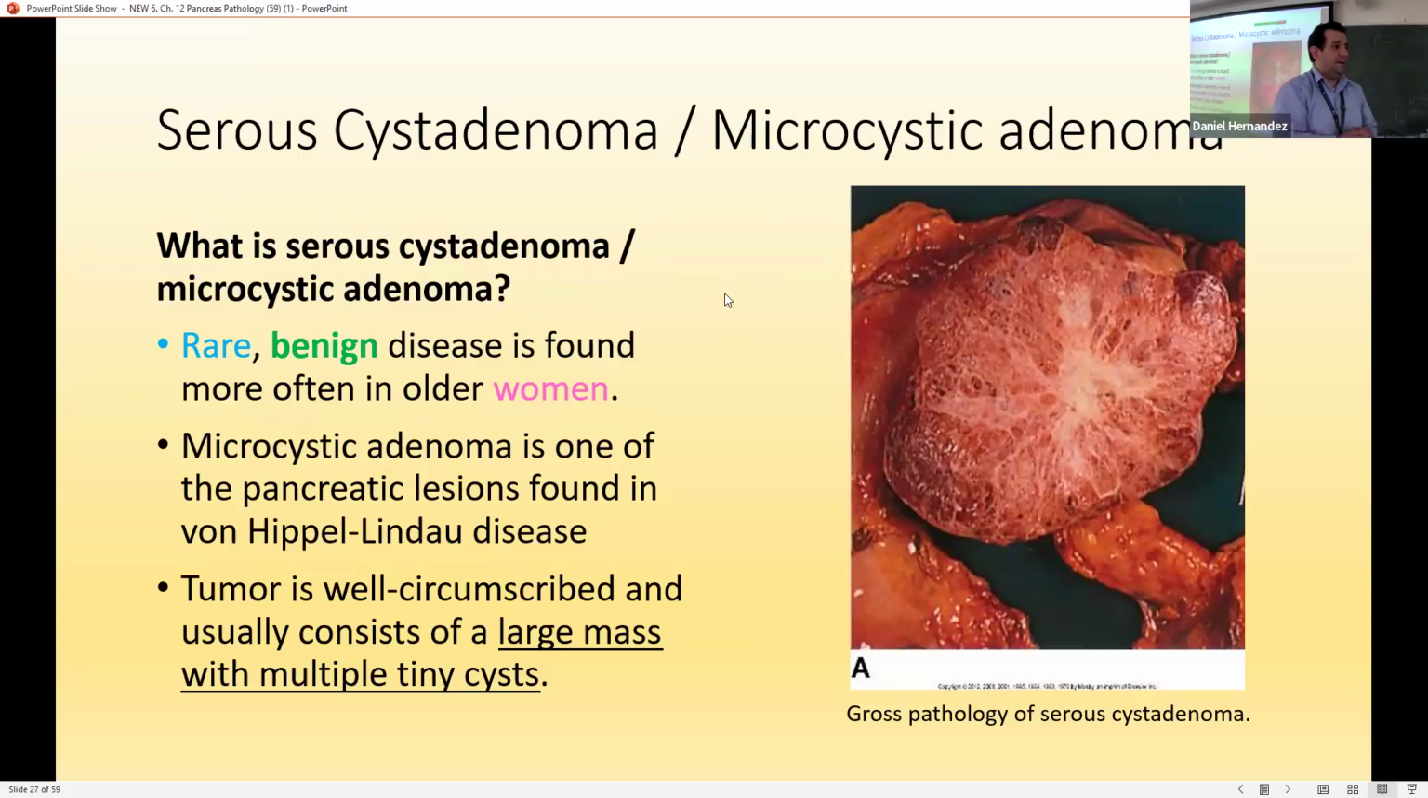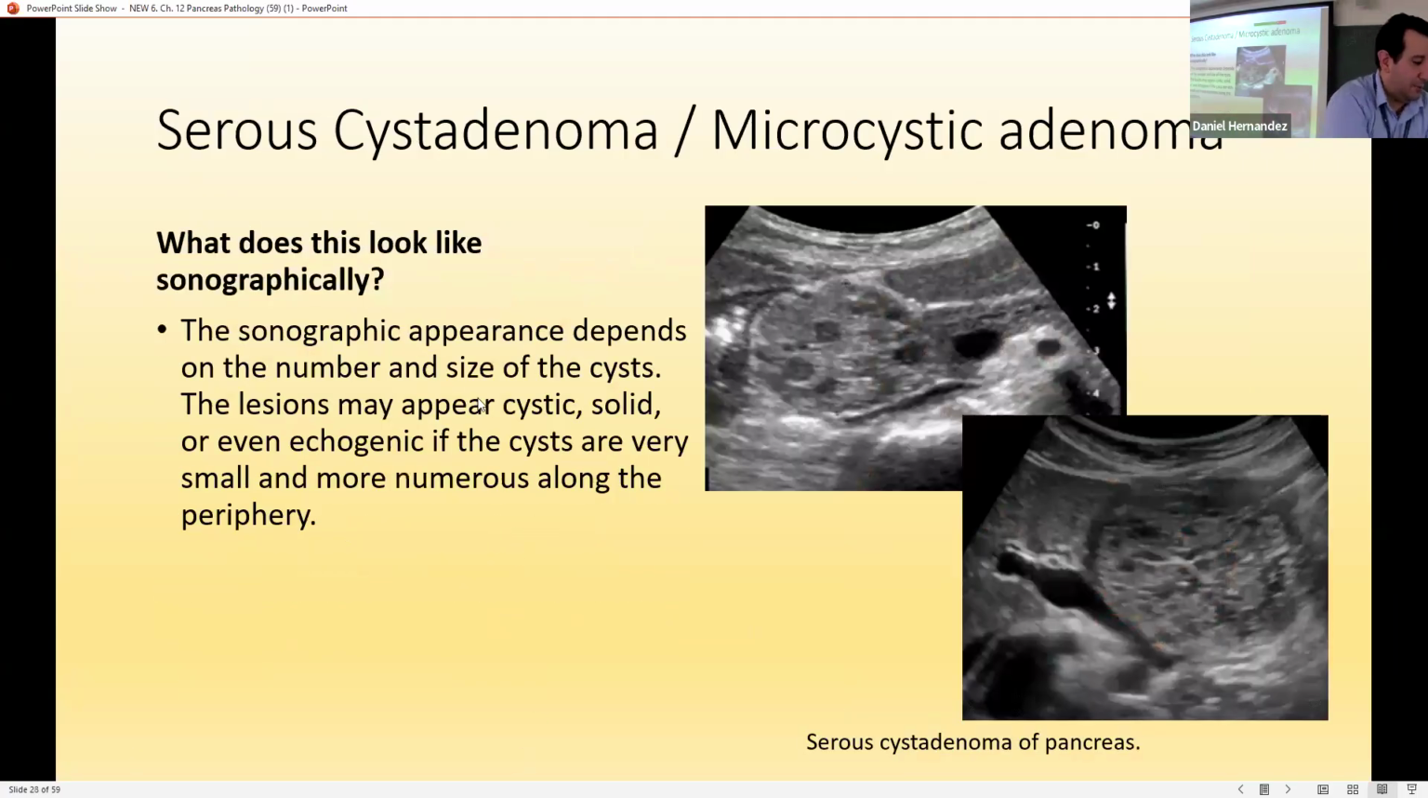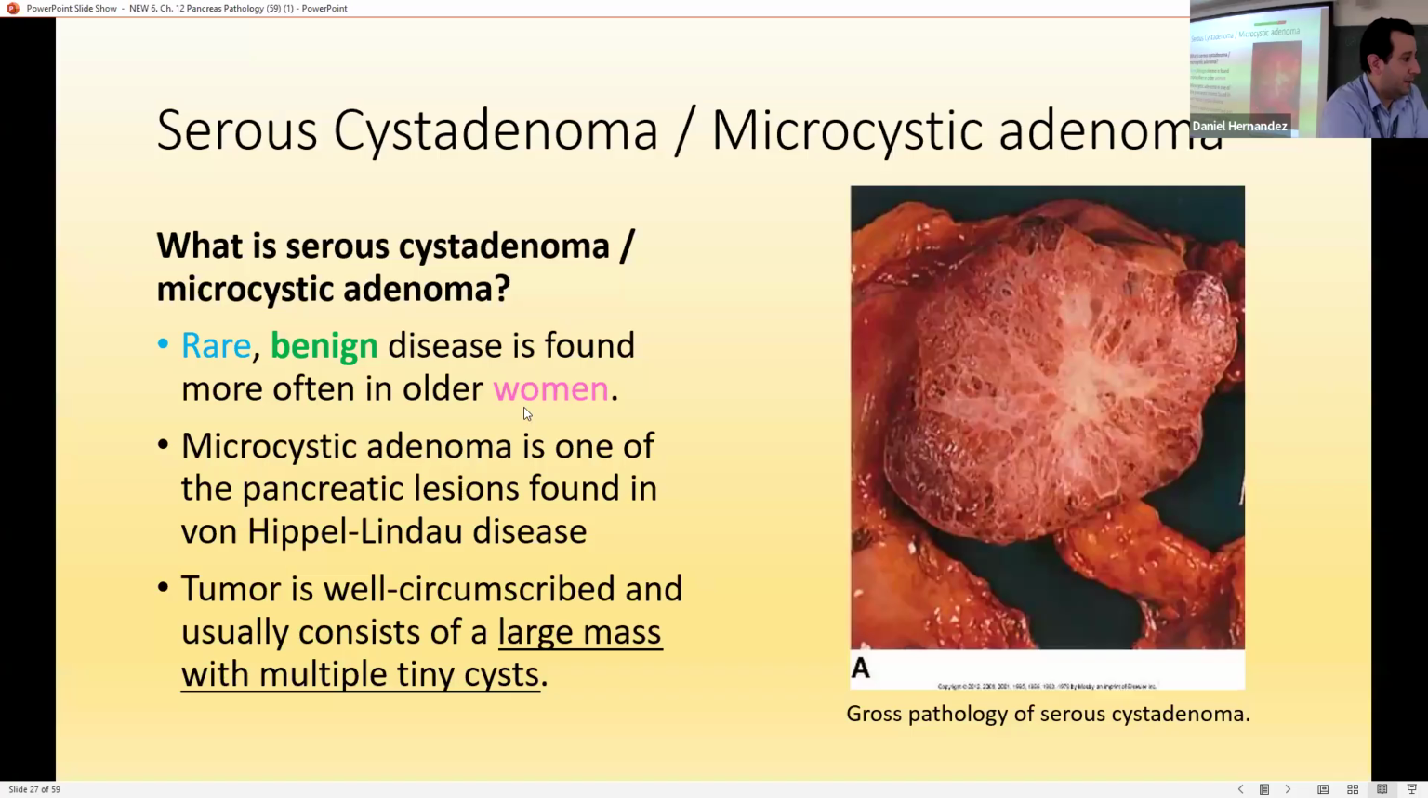So serous cystic adenoma, or the microcystic adenoma, it's rare, it's benign. Where do we see it? We see it found oftentimes in older women.